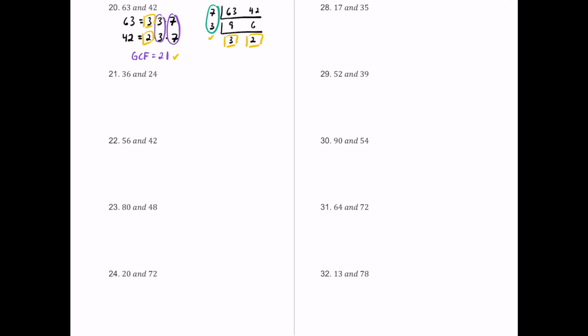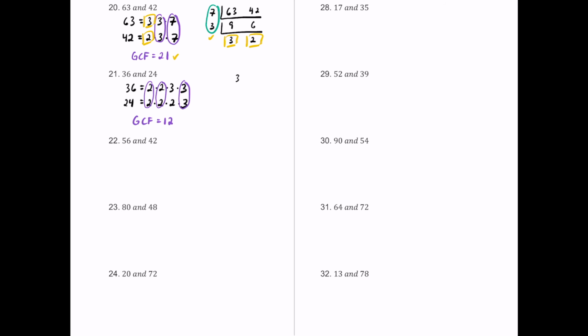For number 21, we have 36 and 24. 36 breaks into 2 times 2 times 3 times 3, and 24 breaks into 2 times 2 times 2 times 3. Now what do they have in common? They both have a 2, they both have another 2, and they both have a 3. So what is 2 times 2? That's 4. And then 4 times the 3 gets you 12. So the GCF here is going to be 12.